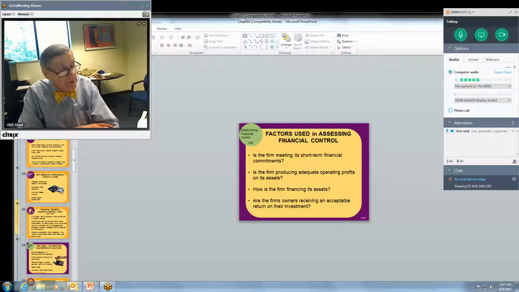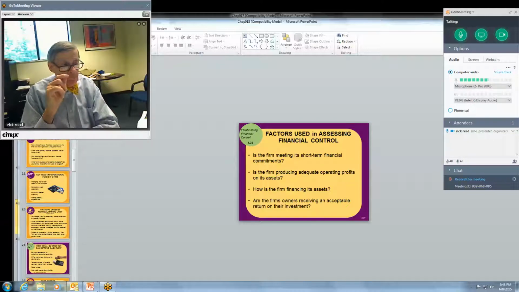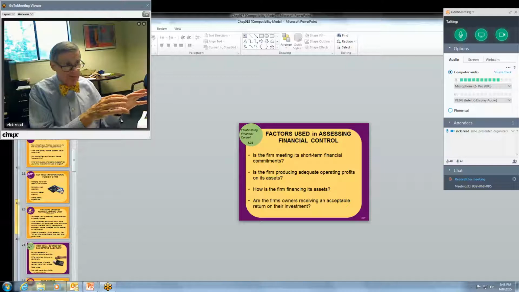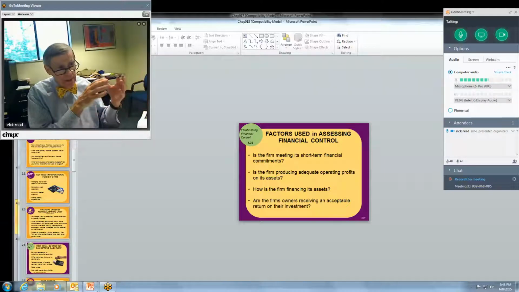How are we financing our assets? Are we going into debt to do that? Are we selling stock to do that, which is equity? And then the firm's owners, if it's publicly traded, those are shareholders, are they getting an adequate return on their investment? Now, one of the things we have to stop here, and we'll talk about this in chapter 19, but it's something we need to keep in mind.